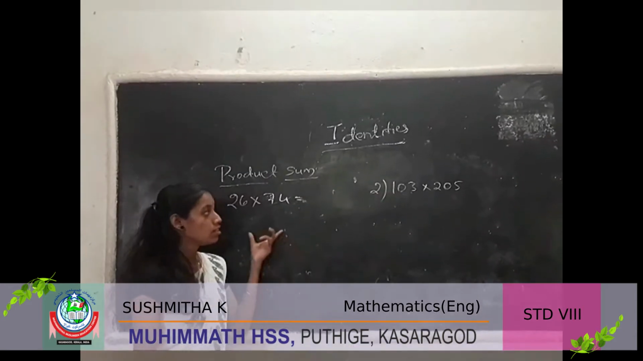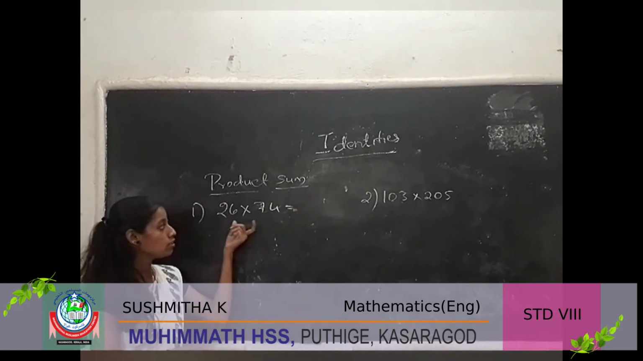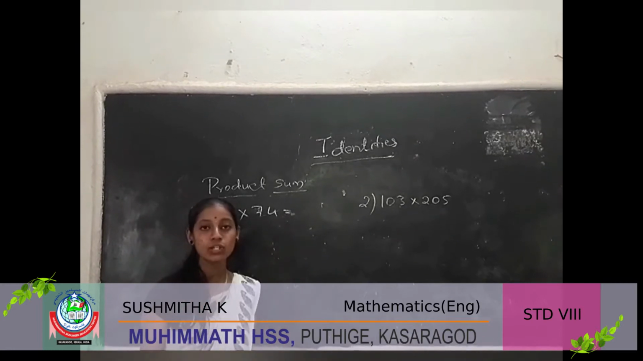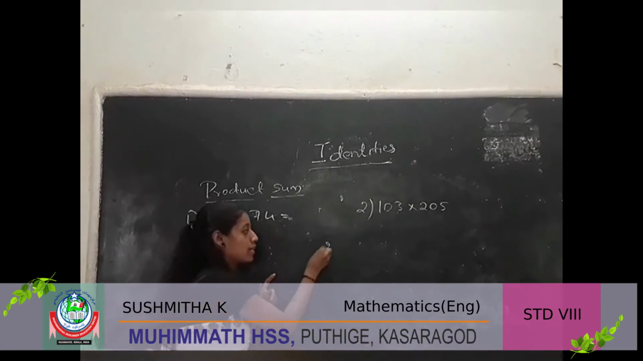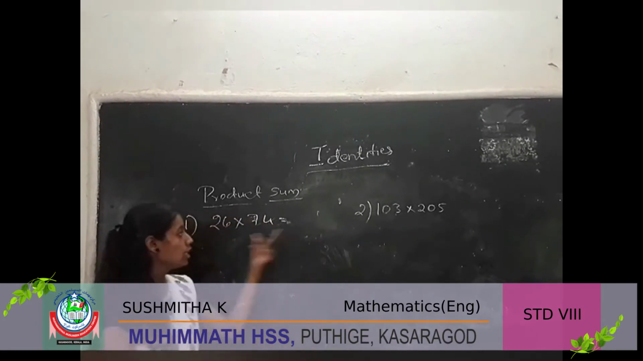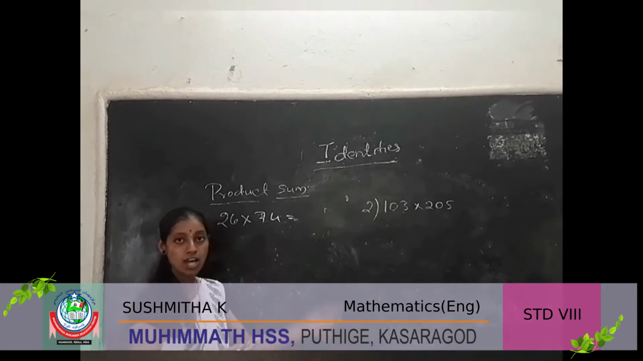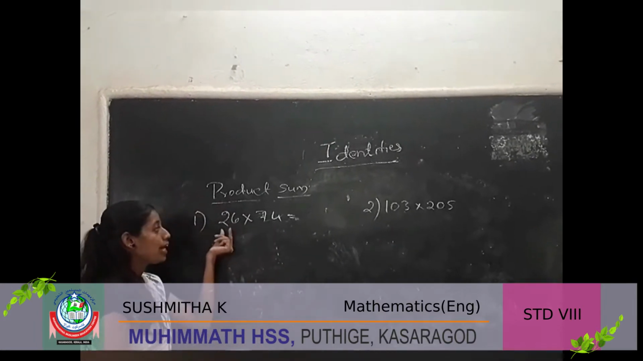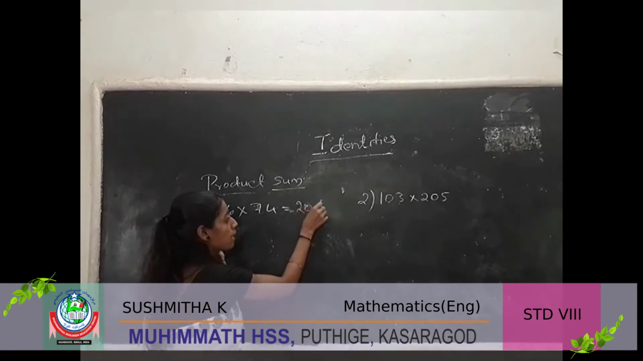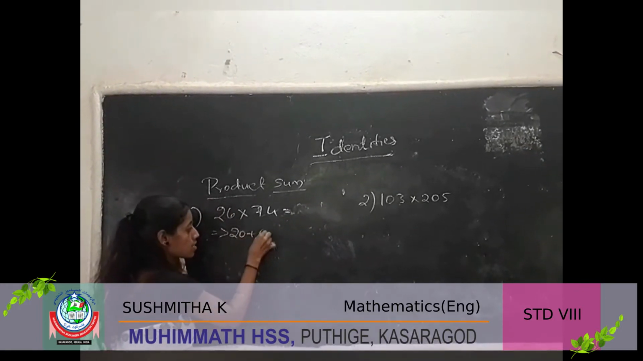So here the next topic, product sum. Here 26 into 74. We already know that 26 into 74 can be multiplied directly. This is one method. Here we are using another method to find the answer. So we can write 26 as 20 plus 6, isn't it?